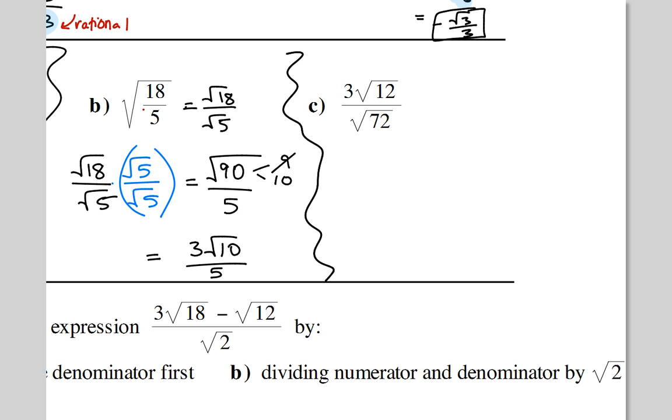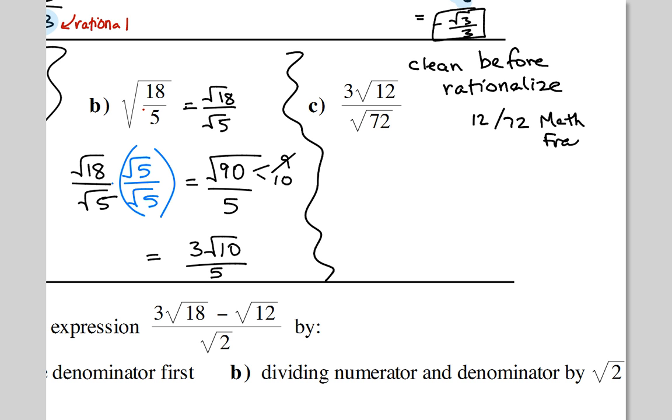This one, I feel like I could clean it up before I rationalize. Anybody else see that? Clean before rationalize. I would go 12 divided by 72, math fraction. One over 6. So 3 over root 6 like that. Because 12 over 72, they both divide by 12. Divide by 12, you get 1. Divide by 12, you get 6. Now I can just rationalize something a little way cleaner.